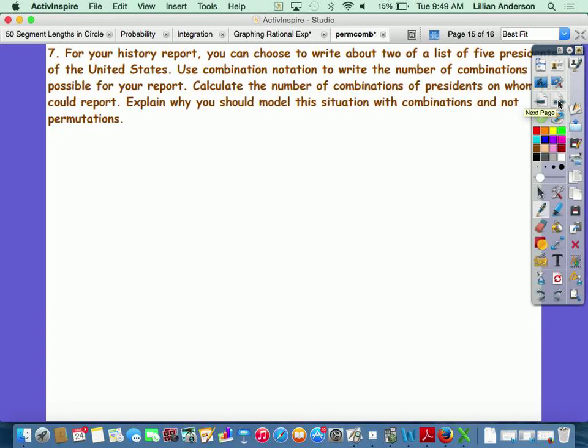For a U.S. History report, you can choose to write about 2 of a list of 5 presidents. Use the combination notation to write the number of permutations possible for your report.